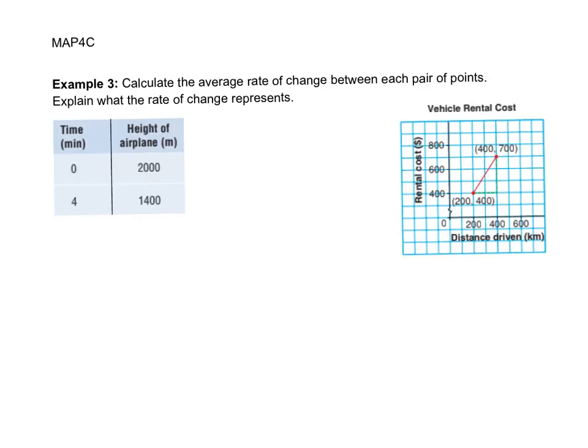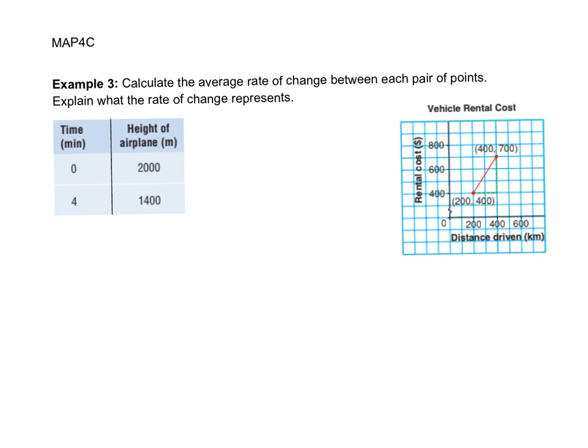This example asks you to calculate the average rate of change between each pair of points. And then what does this rate of change represent? Well, hopefully you can remember back to your linear relations where rate of change is the slope. And so all we're being asked to do here is calculate the slope between 2 points.